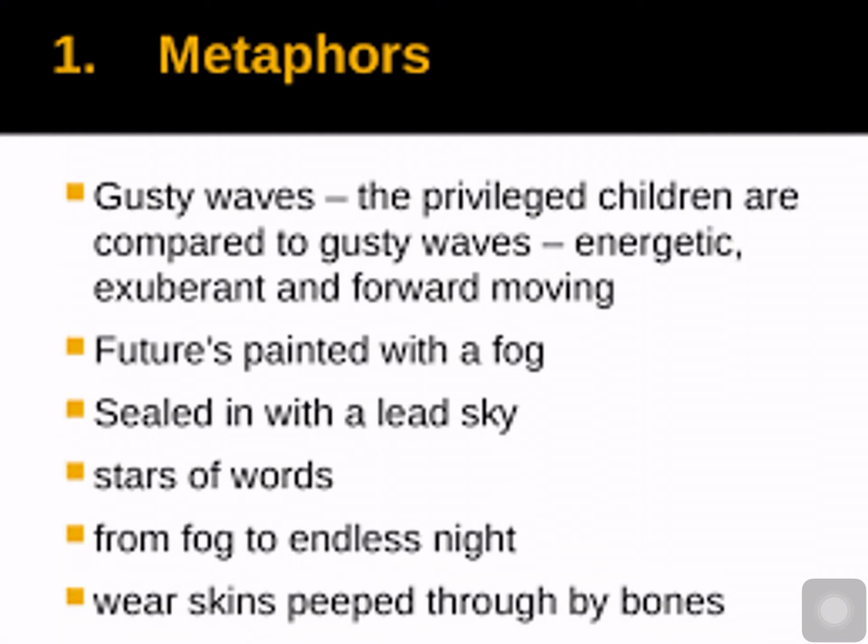Let's see some of the metaphors that are used in the poem. The first one is gusty waves. The privileged children are compared to gusty waves, energetic, exuberant, and forward moving. The second metaphor is futures painted with a fog. The third one is sealed in with a lead sky. Fourth is stars of words. Next one is from fog to endless night. And the last metaphor is where skin peeps through by bones.